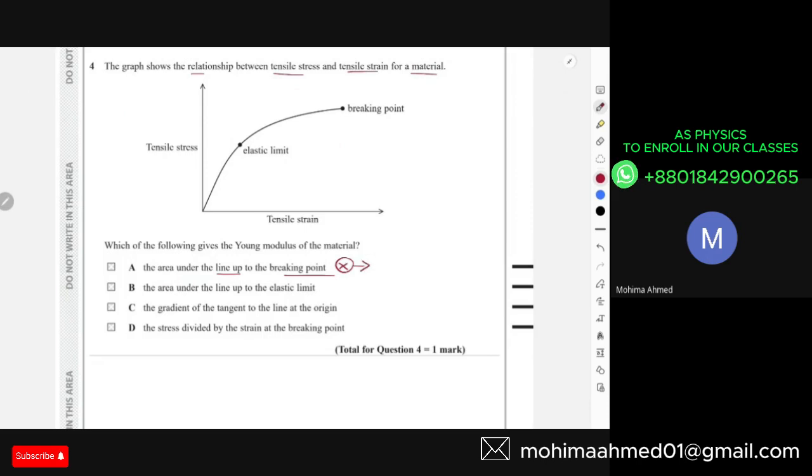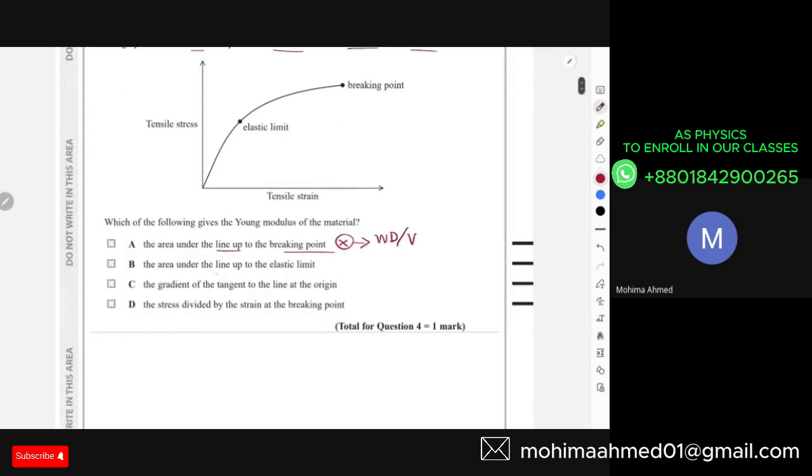Work done, basically, right? This is tensile stress and strain. This is actually energy per unit volume or work done per unit volume. If you remember from the theoretical classes, the area under a stress-strain graph always gives you energy or work done per unit volume. So this is work done per unit volume. Then again, the area under the line up to the elastic limit, no, this doesn't actually specifically give you anything.